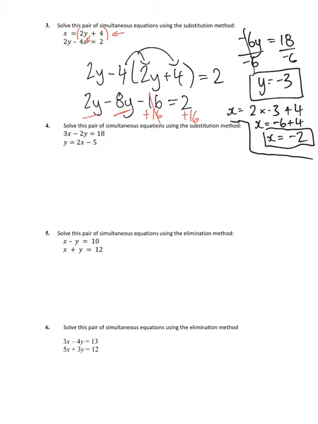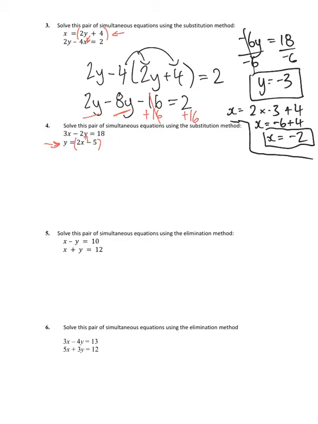All right, question 4. Okay, we've got to use substitution again. Okay, this time you can see that the second equation, so we've got 3x minus 2y equals 18, and y equals 2x minus 5. You can see that the second equation, oh, my arrows are bad, is the one that starts with y equals. So what we're going to do is this 2x minus 5, that's the value of y. I'm going to substitute that into y for the top equation.